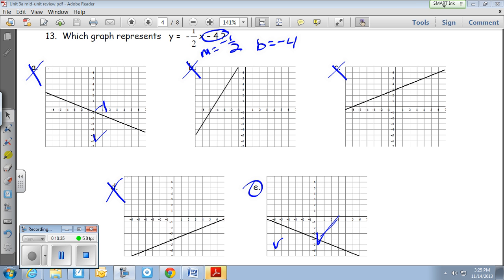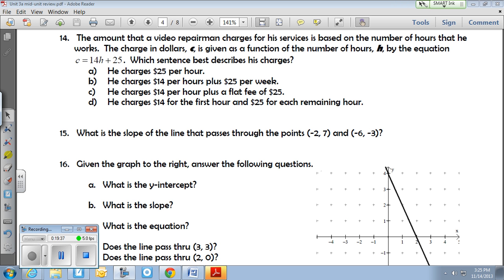All right, number 14, the amount that a video repairman charges for his services is based on the number of hours that he works. The charges in dollars, C, is given as a function of the number of hours, H, by the equation, C, charge, is equal to $14 an hour plus 25. So which sentence best describes his charges? He charges $25 an hour. No, he charges $14 an hour, so it's not letter A.